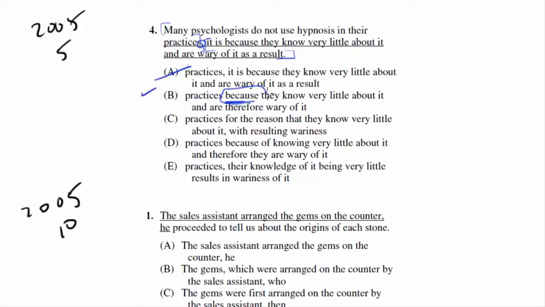And the SAT likes "because," as we're going to see in a later video. They really like it because it nicely ties together two clauses in a neat way. And nothing else is wrong with B, so that looks good. Many psychologists do not use hypnosis in their practices for the reason that they know very little about it with resulting wariness. That's awkward and wordy, we can get rid of C. Many psychologists do not use hypnosis in their practices because of knowing very little about it, and therefore they are wary of it. So actually we have kind of a run-on sentence, because we don't have a comma here, and also it's generally wordier. It doesn't really improve on A or B that much, so D is off the table.